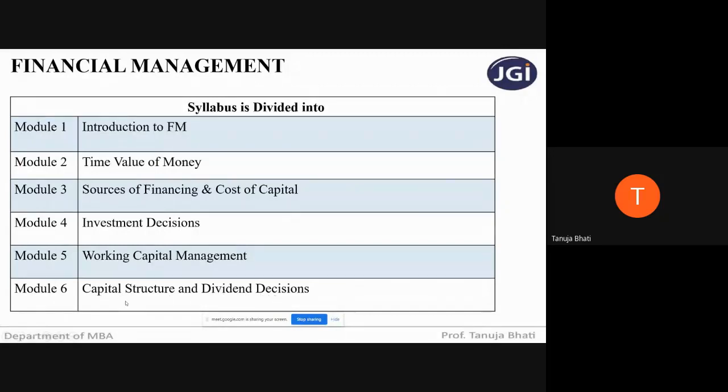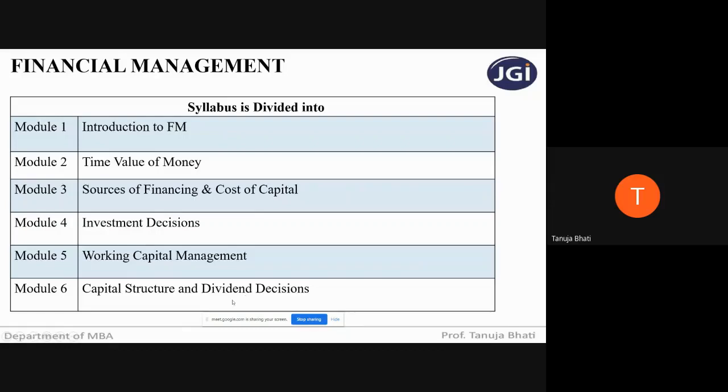Now, what do you mean by this? As I told you, in module number 3, we will be seeing the different sources of finance. And in module number 6, we will be seeing which of those different sources of finance will form a capital structure in such a way that it is going to give us the maximum returns. How to analyze this capital structure will be studied in module number 6 along with dividend decisions.